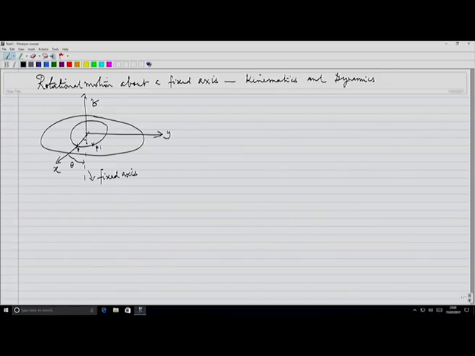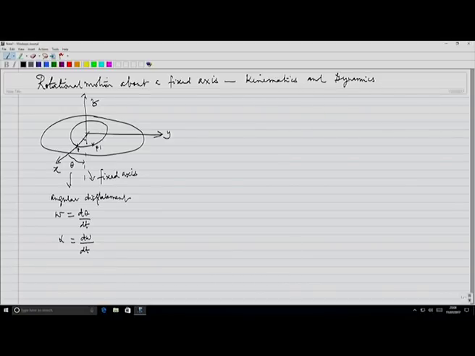First we will study kinematics, then we will go on to dynamics. We already know theta is the angular displacement. We have this quantity, angular velocity, or it has got another name, rotational speed. Angular acceleration alpha is d omega by dt.